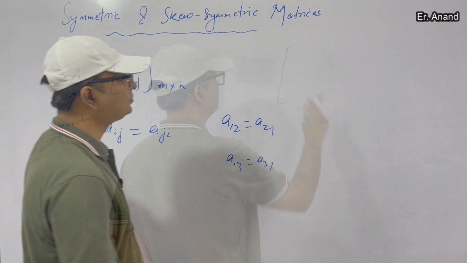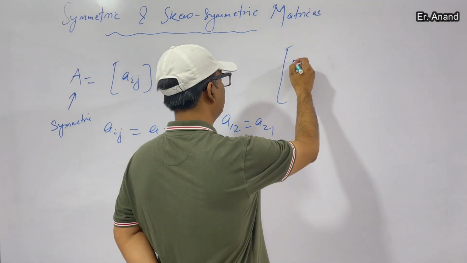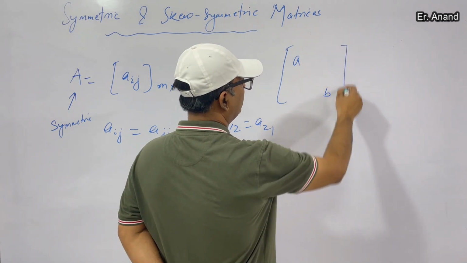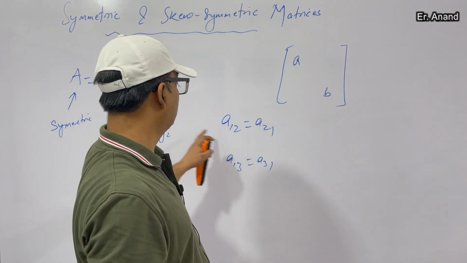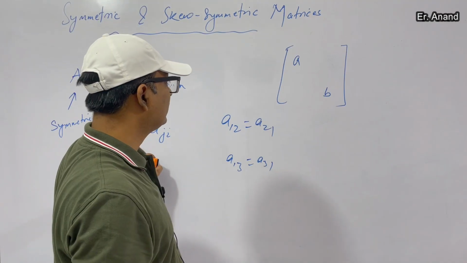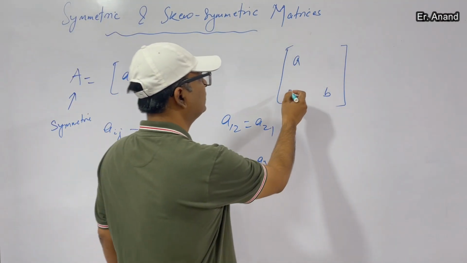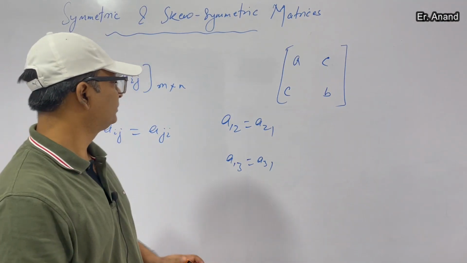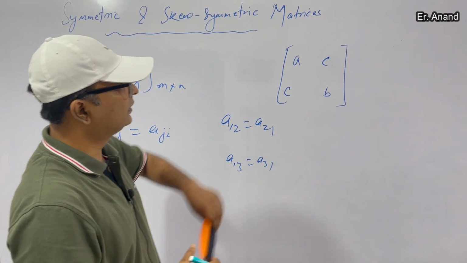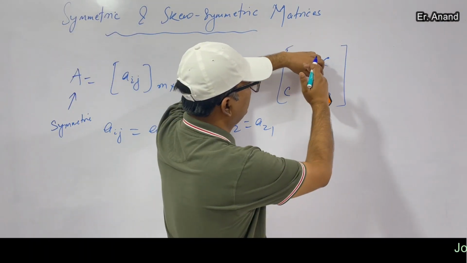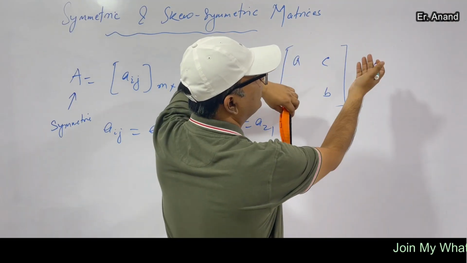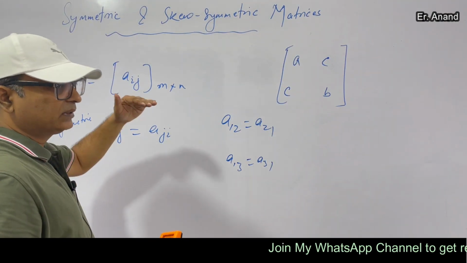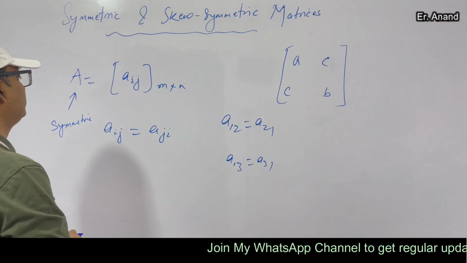For example, let's see a 2 cross 2 matrix. We have A and we have B at the diagonal. What we are saying is Aij, that is this matrix. Let's say this is C, then this has to be C. The diagonal is clear. The corresponding elements below the diagonal and above the diagonal are the same. So it is a symmetric matrix.